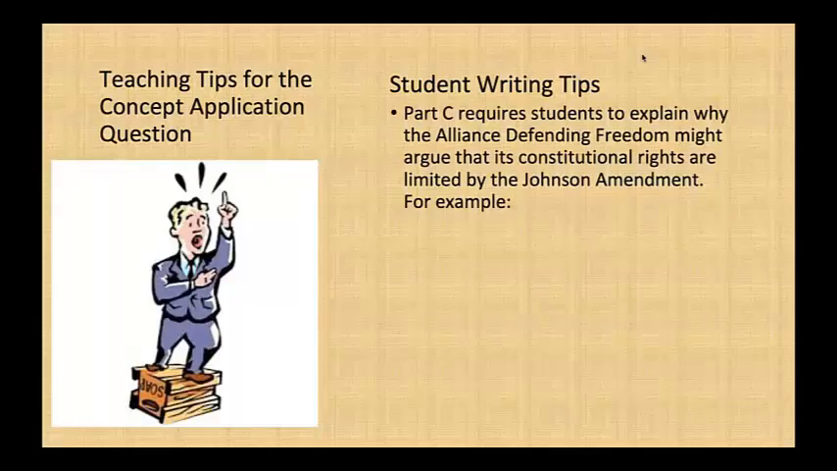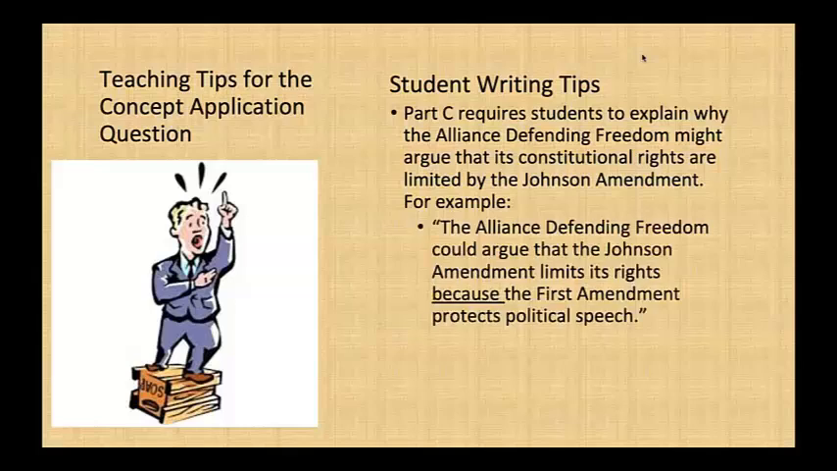Part C is another explanation. In this case, why the Alliance Defending Freedom might argue its constitutional rights are limited by the Johnson Amendment. So here's an example. They would argue that the amendment limits its rights because the First Amendment protects political speech.